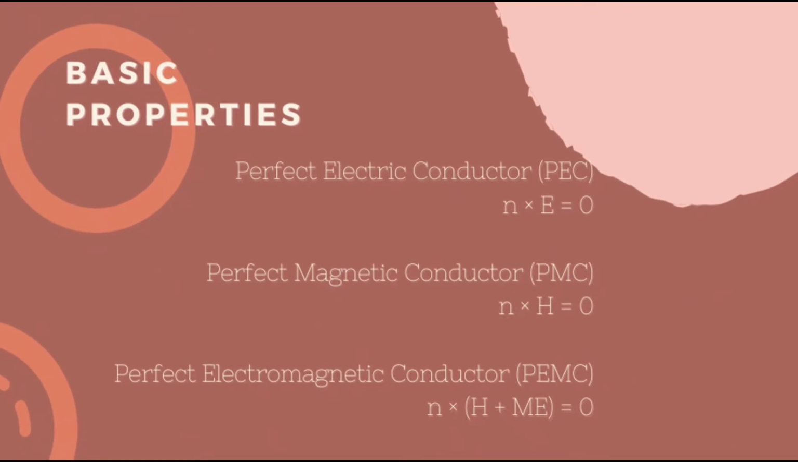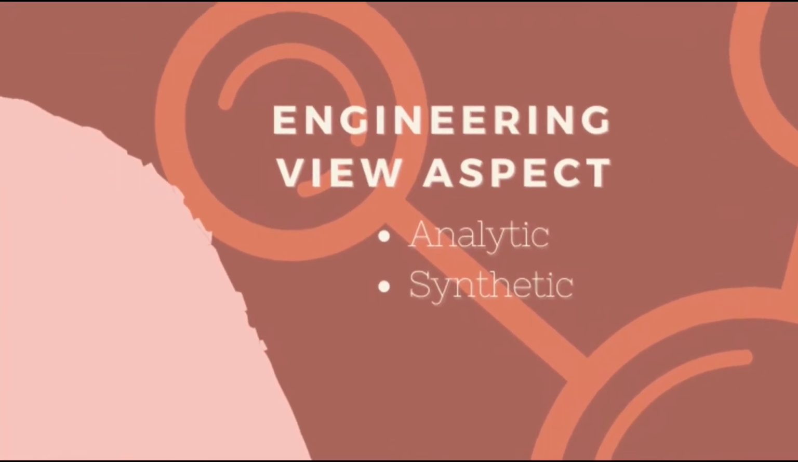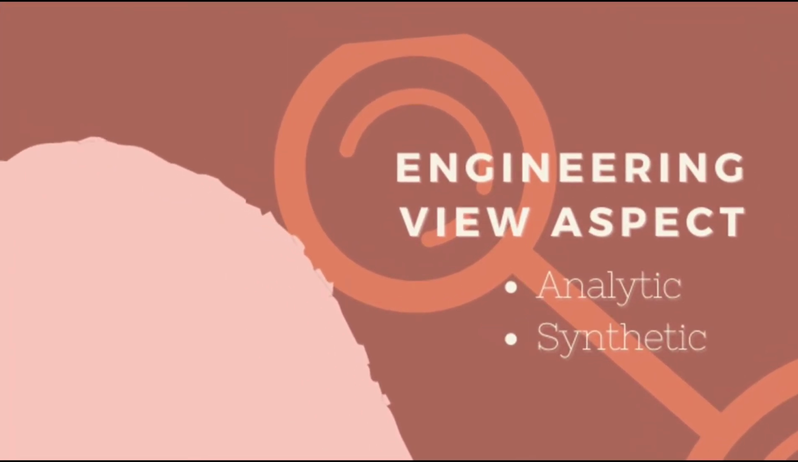There are three basic properties of boundary condition. First, perfect electric conductor (PEC). Second, perfect magnetic conductor (PMC). And third, perfect electromagnetic conductor (PEMC). Engineering view aspect of boundary condition is in analytic and synthetic.